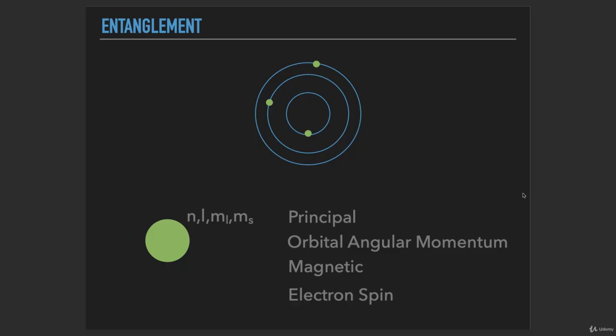So when we talk about entanglement, we're going to talk about electrons. So what we see over here is actually an atom. Okay, so this represents an atom, and there are some electrons around it. And we can know the position of the electrons around the atom itself.